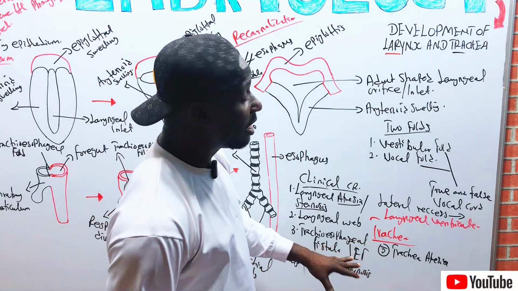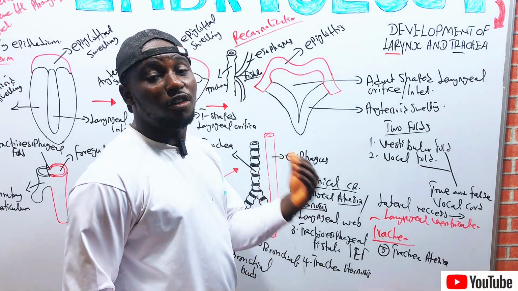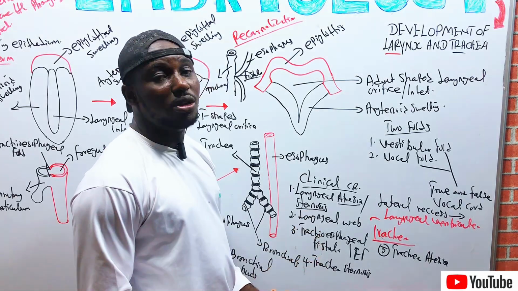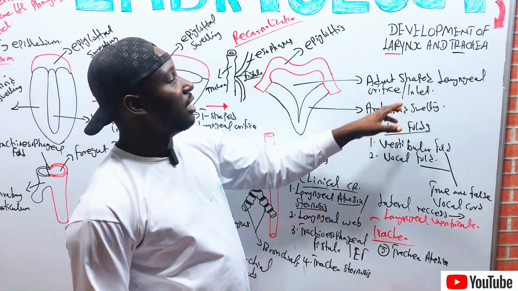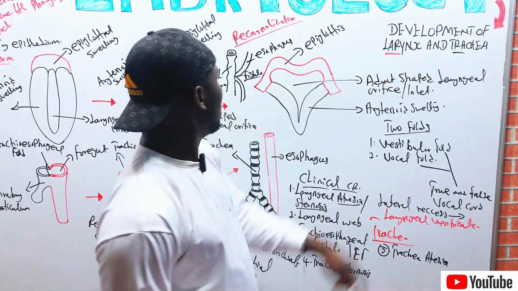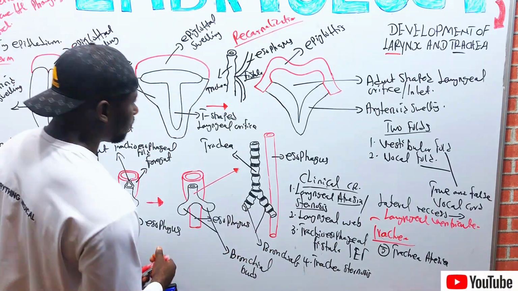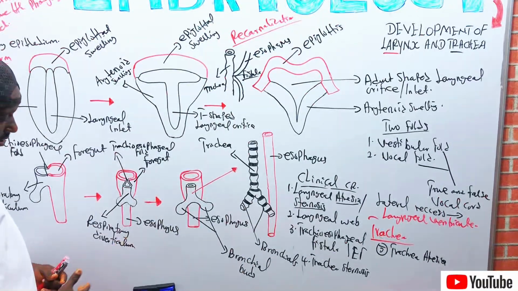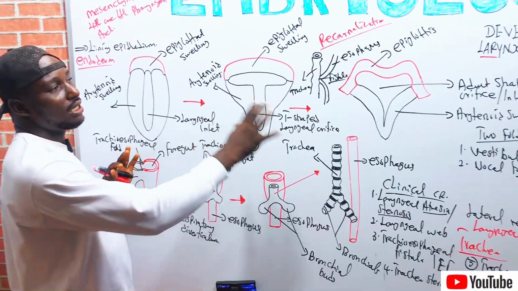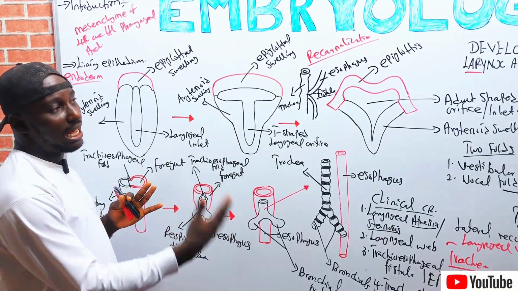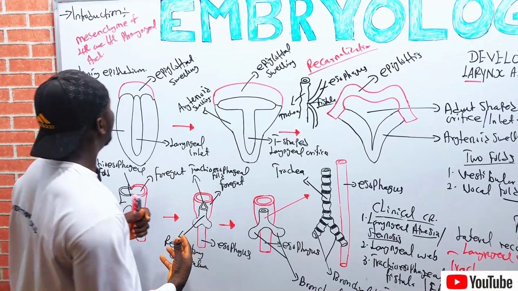So these are the clinical correlations, or the developmental anomalies, associated with the development of the larynx and the trachea. I believe you enjoyed the class. You have treated it. This is how the trachea and the larynx get involved, right?